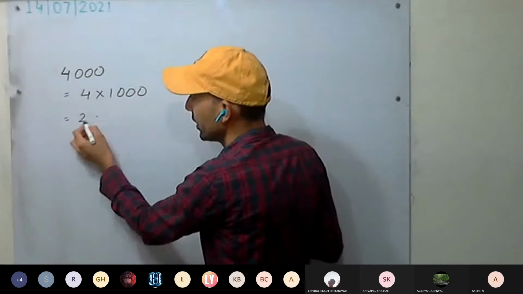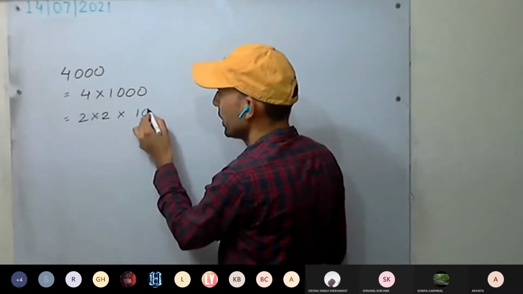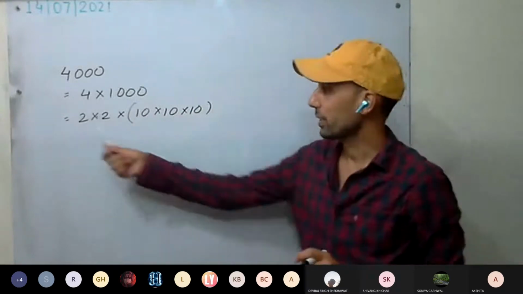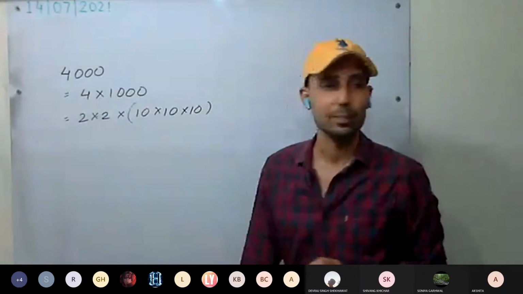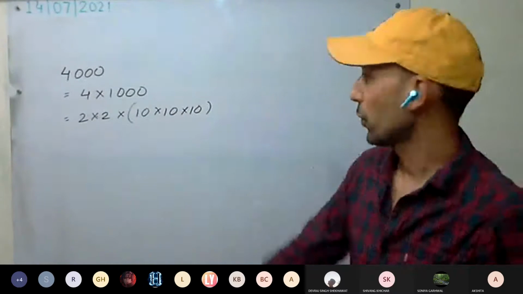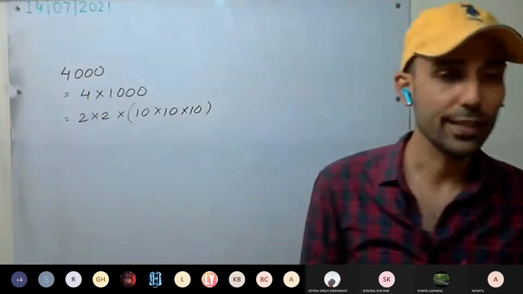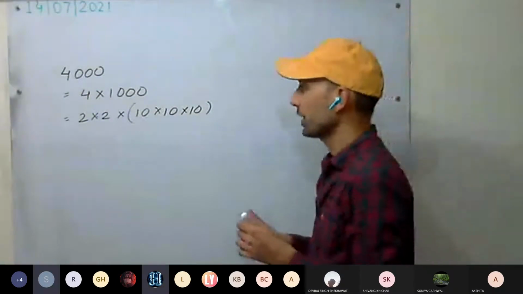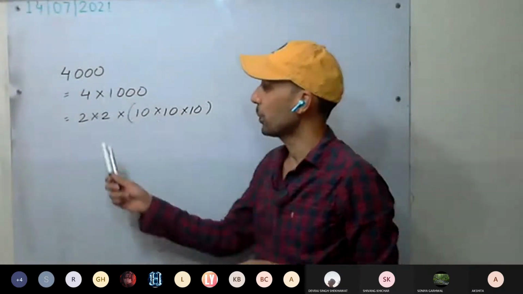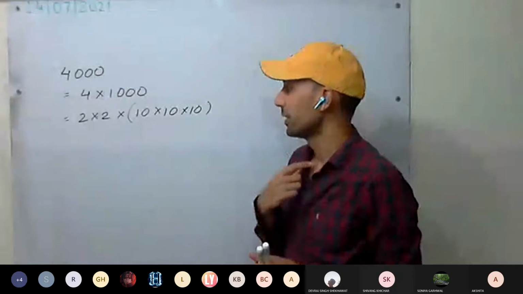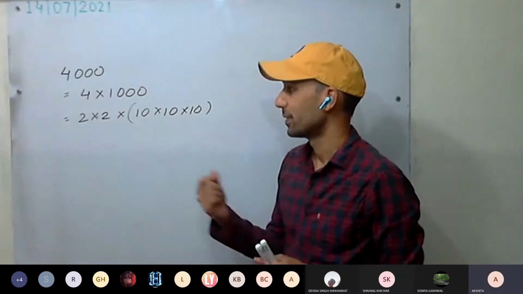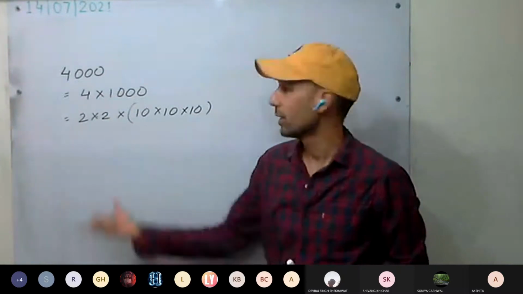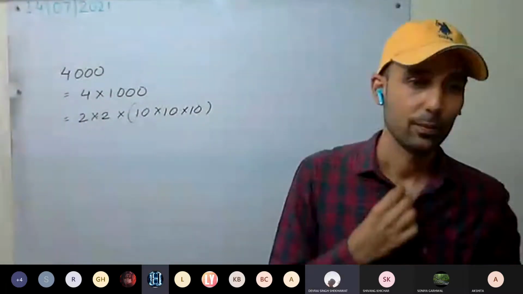4 we can write like this: 2 into 2 into 10 into 10 into 10. This triplet of 10 is there, but 2 into 2 is not. So is 4,000 a perfect cube or not? No, sir. It's not a perfect cube. If we have to make it a perfect cube, by what number should it be multiplied? By 2. And by what should it be divided to make it a perfect cube? By 4.